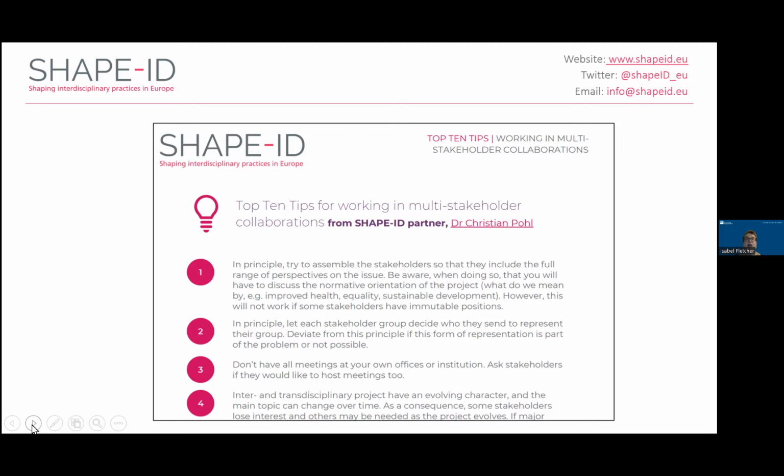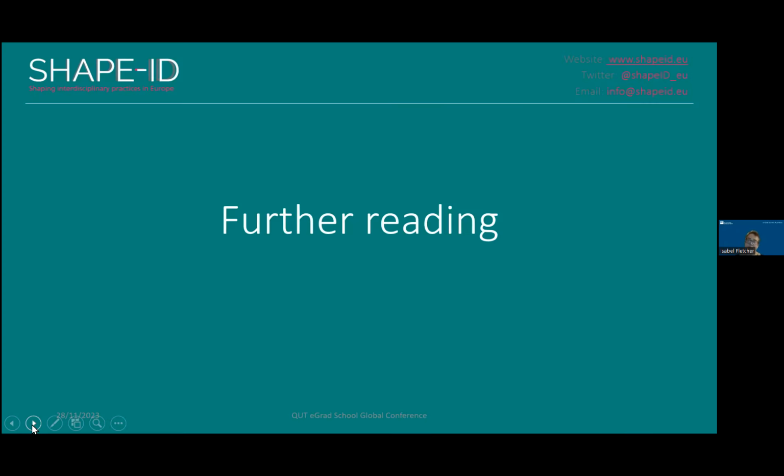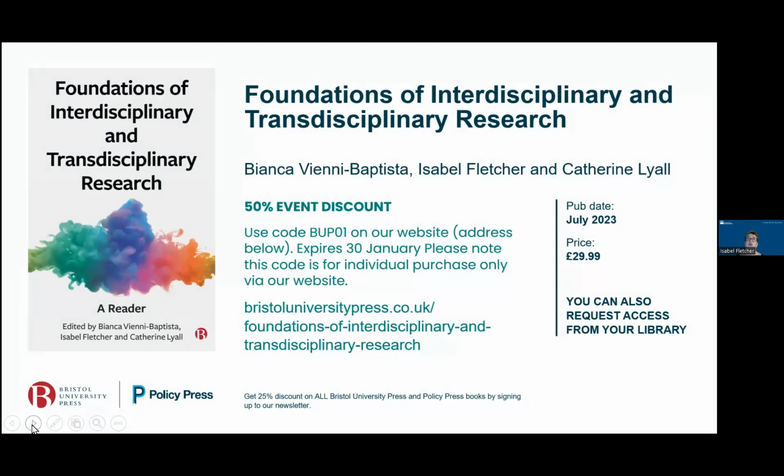And finally, and this is new to me, I don't normally do self-promotion, but as further reading, if you're interested in this topic, two of my Shape ID colleagues and I produced a book. It's a reader. It's based on our work on the toolkit, so it uses the same structure around the goals. And what we've done is put excerpts of what we think is key existing articles and writing in this area.